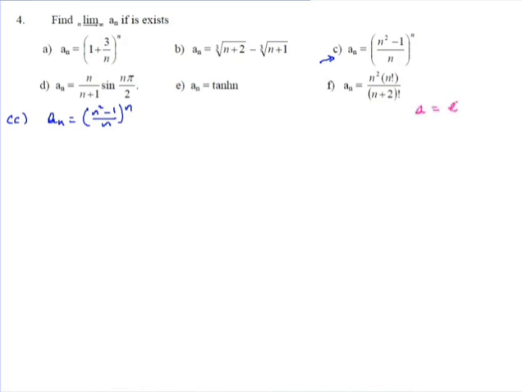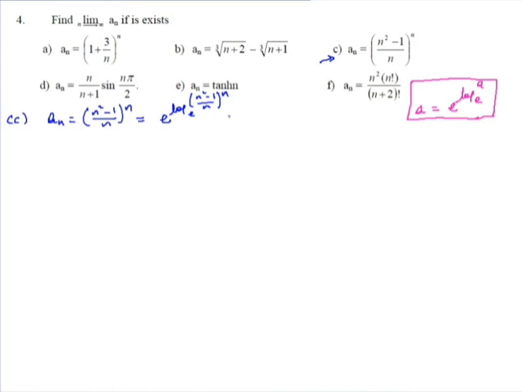e the power of logarithm of a in base e ብለን መጻፍ እንችላለን. This is one of the property of logarithm. So this sequence can be written as e the power of logarithm of base e here n square minus 1 over n the whole n ማድረግ እንችላለን.